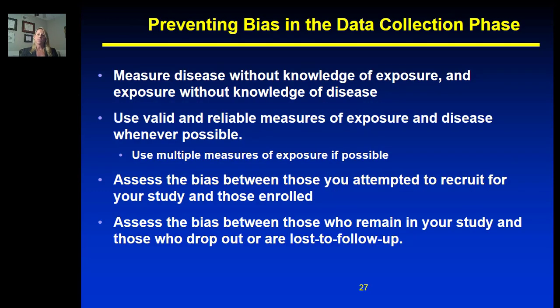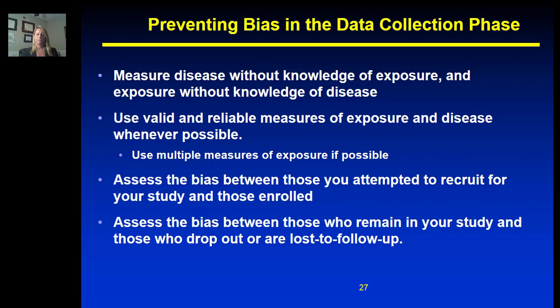Also, we can measure the disease, and this is very important, without knowledge of exposure, and measure exposure without the knowledge of the disease. This is important in all of these studies I've talked about. If it's a cohort study, we need to not know the exposure status when we're looking for disease, and vice versa for a case control. It's important to use valid and reliable measures for disease and exposure when they exist, and if they don't exist, we tend to use multiple measures so that we get some sort of consistency across those measures.